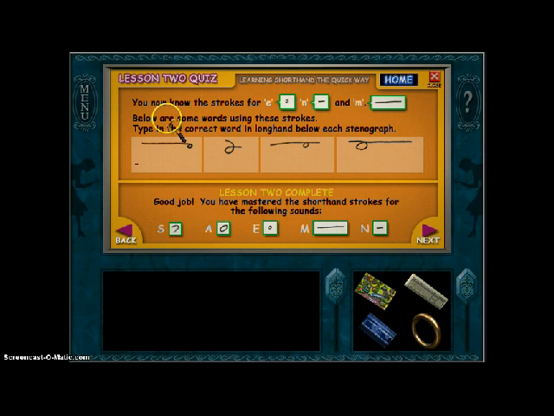Below are some words using these strokes. Type in the correct word in longhand below each stenograph. So the long line represents the M sound, and the small circle represents the E sound, so that would be me. This hook here represents the sound A, N, sane. And this word reads E, N, mean. This word reads N, A, M, name. Forgot how to spell name there for a second.